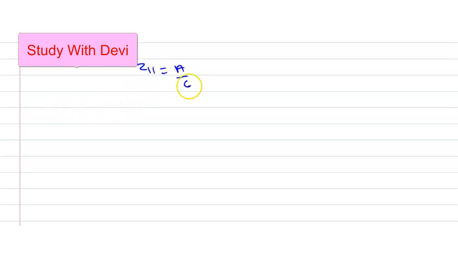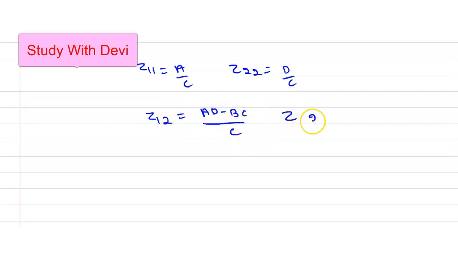Z11 equal to A by C, Z22 equal to D by C, Z12 equal to AD minus BC by C, Z21 equal to 1 by C. This is very important. Others we can find by putting values in the respective equations. But if you remember this, 90% of problems we can solve. Generally it doesn't come. If it does come, you can put in that formula and get the answer.